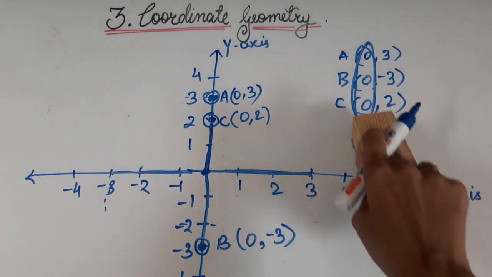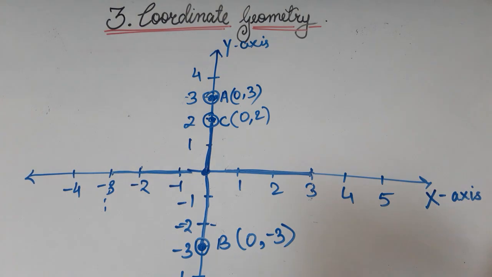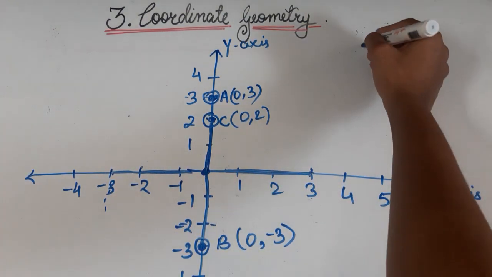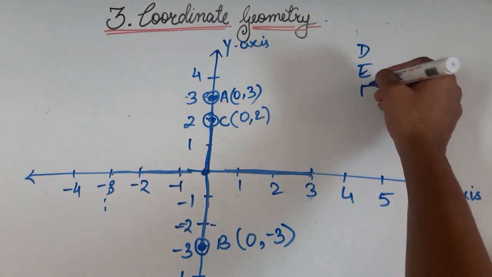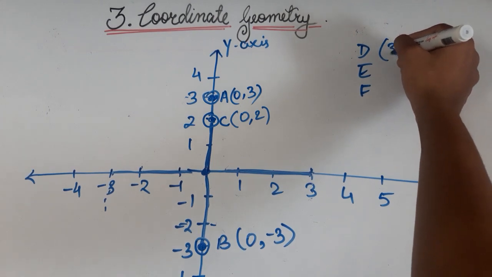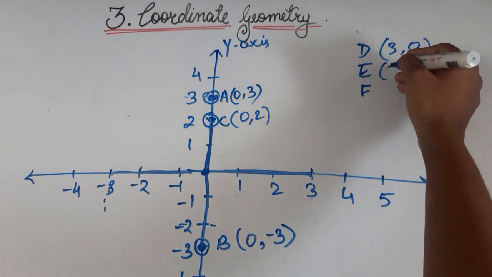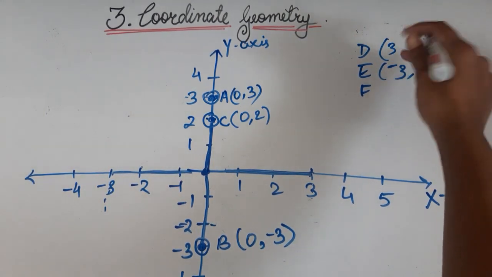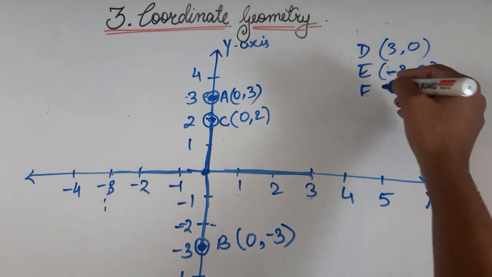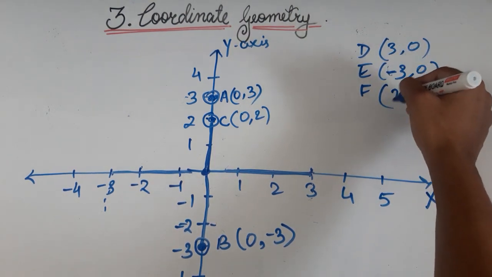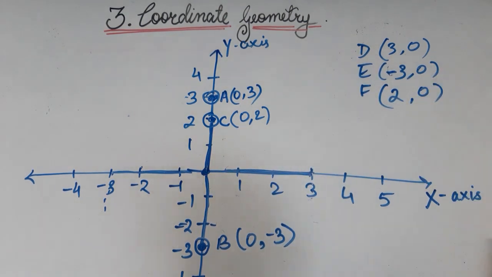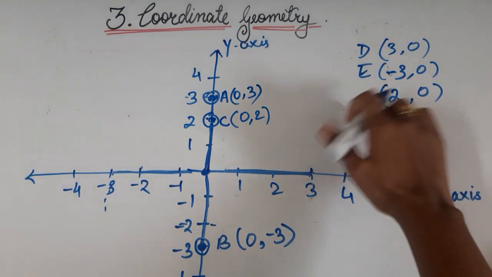Now let us take another set of points. ABC is over. Now let us take D, E and F. So these are the points: D (3, 0), E (-3, 0) and F (2, 0).